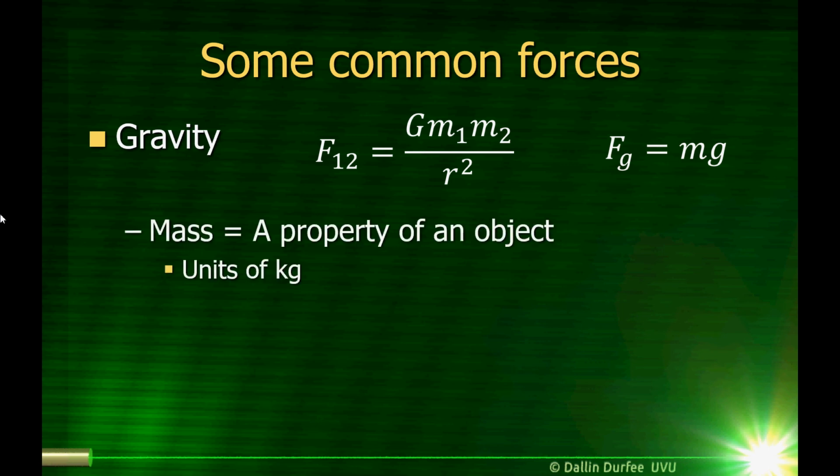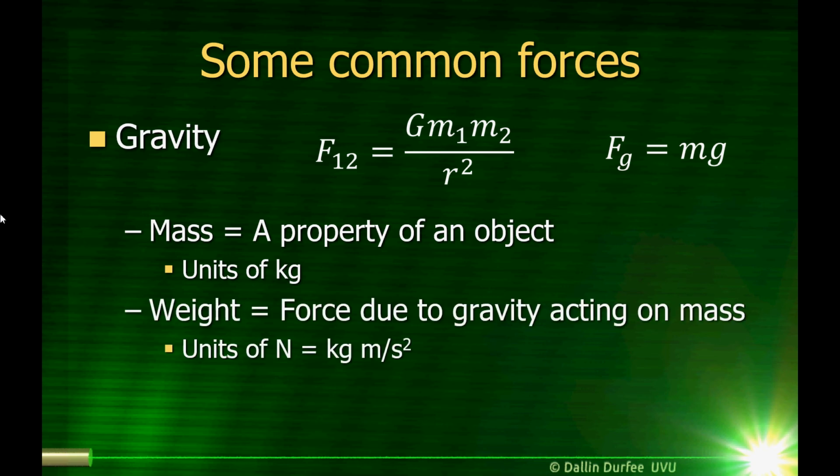Now we need to distinguish between mass and weight. So mass is a property of an object, and it has units of kilograms. If you know the mass of an object, that's its mass wherever you put it. The weight of an object, however, refers to the force due to gravity acting on the mass. It has units of newtons, which is the same as kilograms meters per second squared. The weight of an object depends on what the force of gravity is. So your weight on the Earth will be different from your weight on the moon because there's less gravitational pull from the moon than the Earth. However, your mass is the same, whether you're here or on the moon.